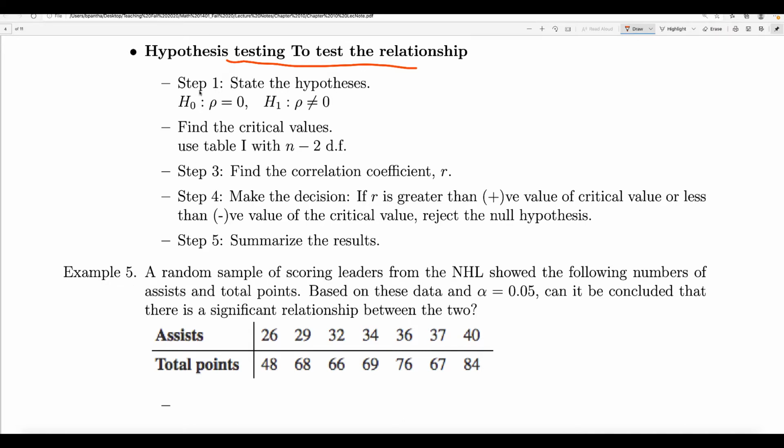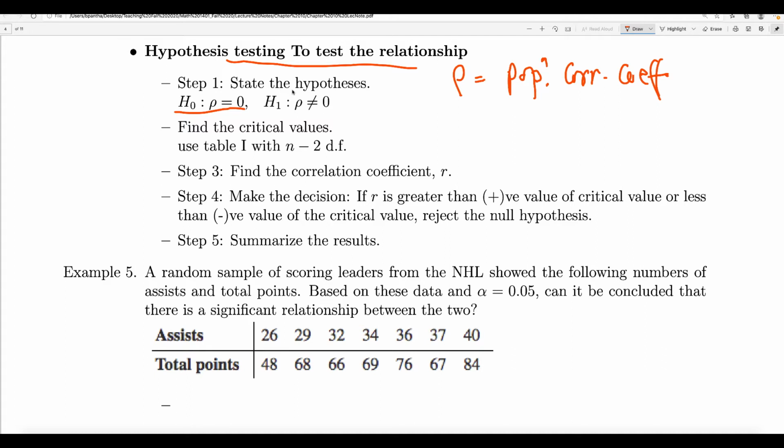So what are the steps? Step number 1 is write the null and alternative hypothesis. Again, rho is the population correlation coefficient. So rho equals 0 is H sub 0, the null hypothesis: there is no linear relationship. And the alternative hypothesis is there is a linear relationship. So we want to test those.